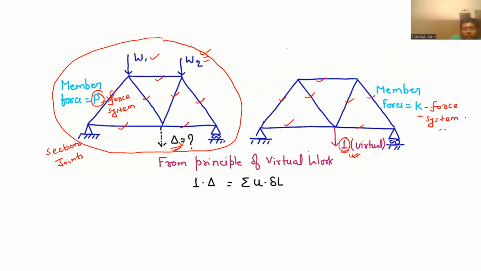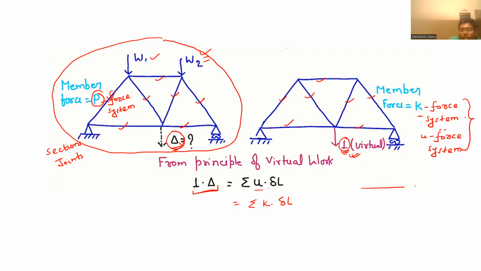Now, here, the same thing, this is the virtual load. So 1 into the corresponding displacement, which is the real displacement, that is delta. This is the external virtual work done, and that should be equal to U dot delta L. You can also write this U as K here. This K force system or U force system, there is no fixed notation, but you can use either of those. So K into delta L.